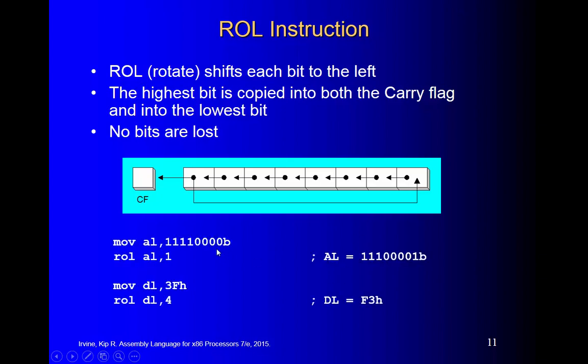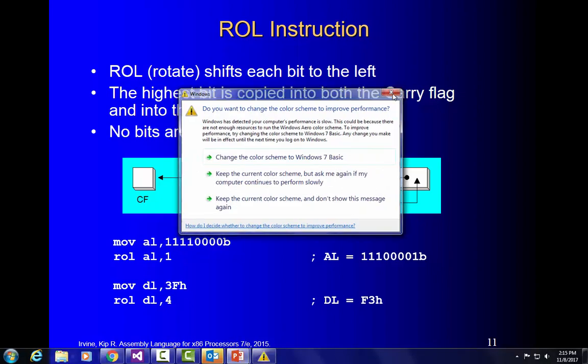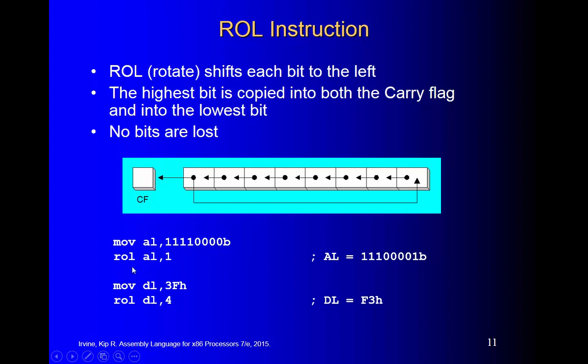So this is an example. If you start with this number and you rotate the AL to the left once, that means this bit will be copied into CF. Also, this bit will be copied to the end, to here. So the result will be 111. That means you have 3 left. Copy the 40, and this one moves to the end. So that's a rotate left.